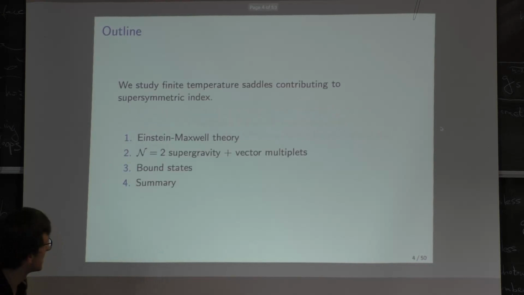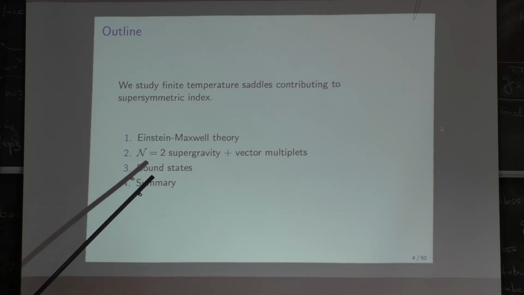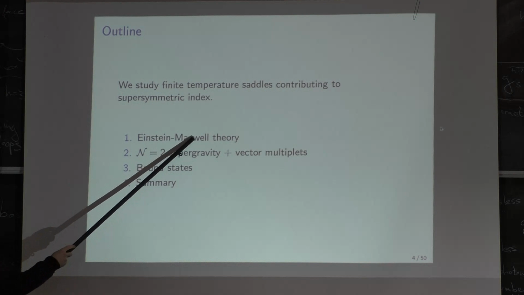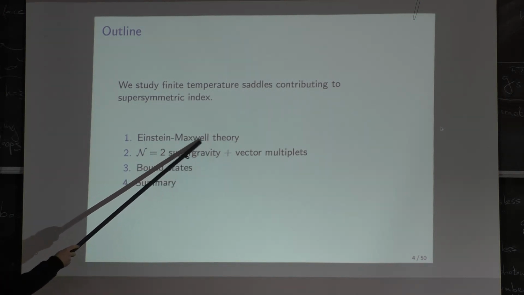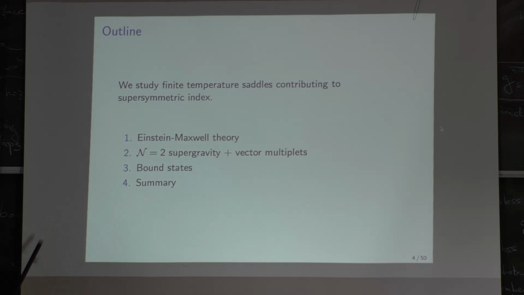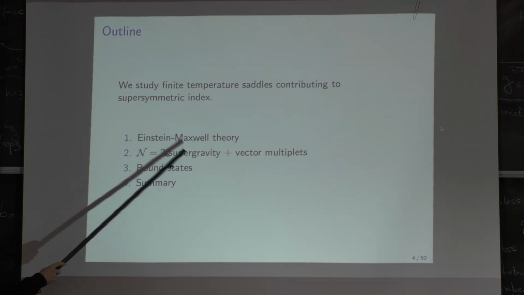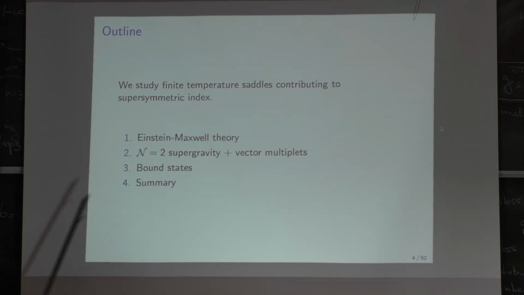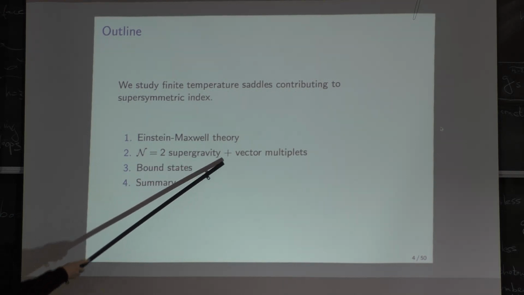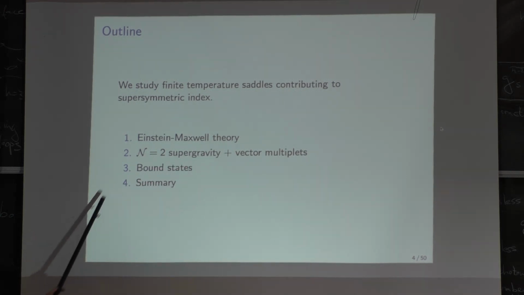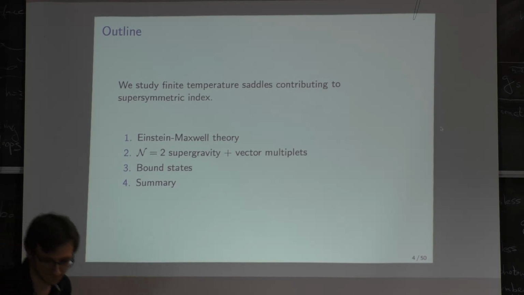Okay, so here's the outline of my talk. I'll start with the guiding example of Einstein-Maxwell theory. This is pure N=2 supergravity without vector multiplets, whose bosonic part of the action is given by Einstein-Maxwell theory. Then, following this example, we'll figure out how to generalize this construction to the case of N=2 supergravity with vector multiplets. Then we'll discuss the construction of the multi-centered solutions that contribute to the indices. And finally, we'll also discuss the 5-dimensional uplifts of these solutions.